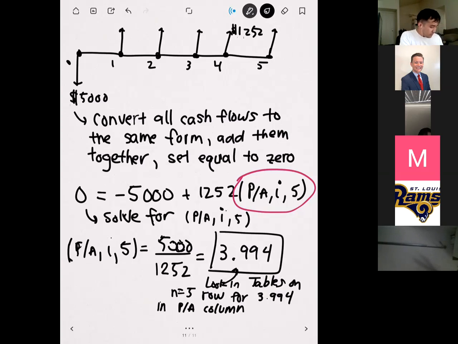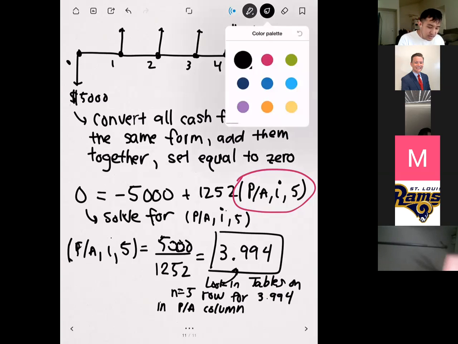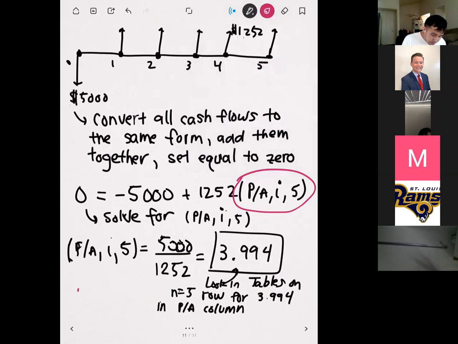And for this one, since I've already done this, I know that you're going to find this value on the interest table for 8%. If you look on the compound interest table for 8%, and you go to the N equal to 5 row and the P over A column, then you're going to find 3.994. And so this is one way that you can do rate of return analysis when the numbers are really nice.